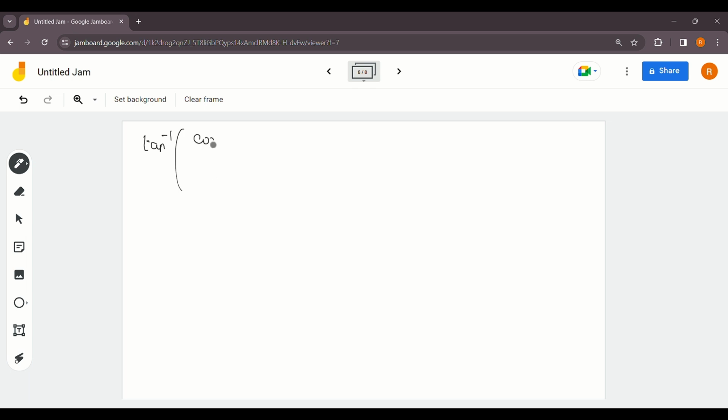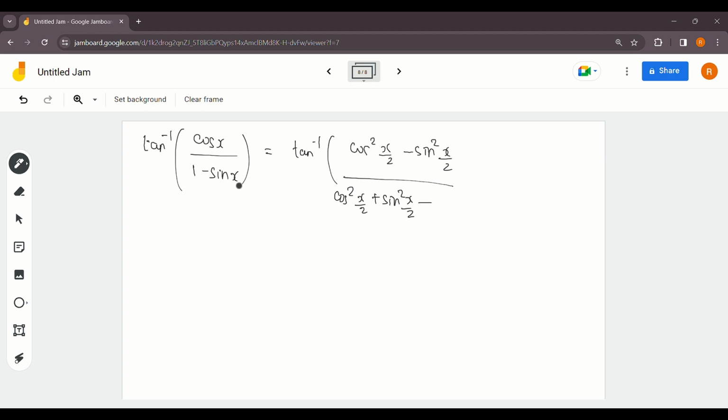Tan inverse of cos x by 1 minus sin x. What we have to do is we just need to write this in a simple expression. Now I am applying what we learned for cos theta, the half angle identity. So tan inverse of, I am writing this as cos square x by 2 minus sin square x by 2, because this can be written as 2 into x by 2. So it looks like cos 2 theta, which is cos square x by 2 minus sin square x by 2. And 1 I am writing as cos square x by 2 plus sin square x by 2, minus sin 2 into x by 2.